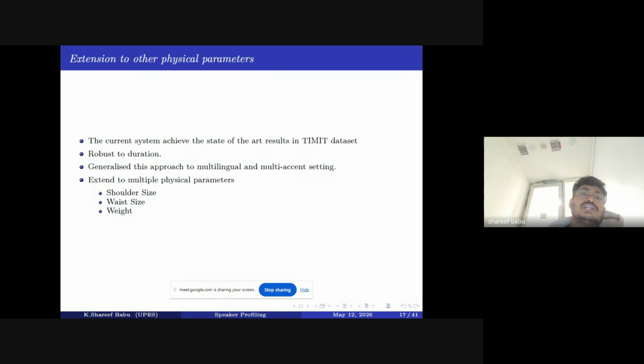So this is not the end of the story, right? So far we addressed only the monolingual context. Now we need to do the same robust analysis for multilingual and multi-accent settings as well. Also, we need to extend the same settings to the other physical parameters like shoulder size, waist size, and the weight of a speaker.